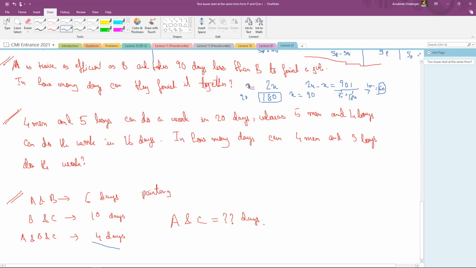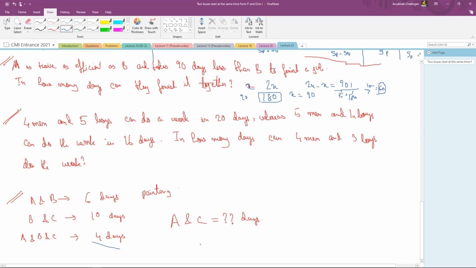Okay, fine. So let's assume the second problem is clear to everybody. The third problem says that A and B can together finish a painting in 6 days. B and C can together finish it in 10 days. And A, B, and C can together finish it in 4 days. In how many days can A and C finish it?